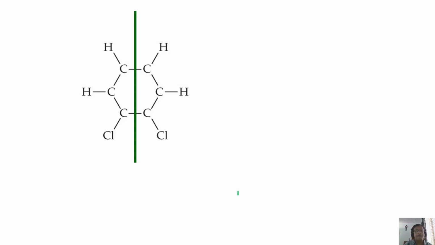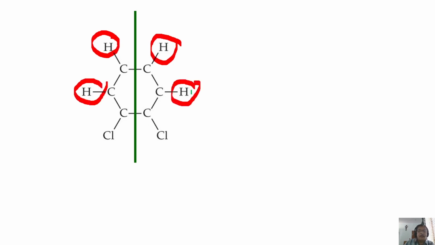Consider a molecule like this, 1,2-dichlorobenzene. This is the symmetry axis. What is the meaning of that? This proton and this proton are chemically equivalent. This proton and this proton are chemically equivalent. Now, how many types of protons are there in this molecule? There are only two types, because this and this are the same, chemically equivalent, giving one peak. This will give one chemical shift, this will give one chemical shift. That's all.